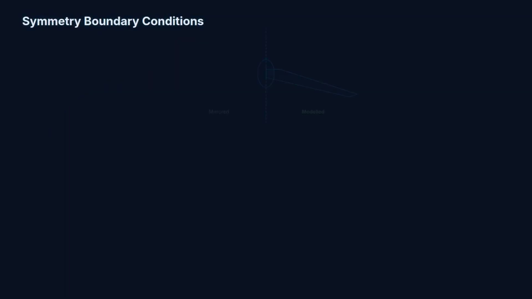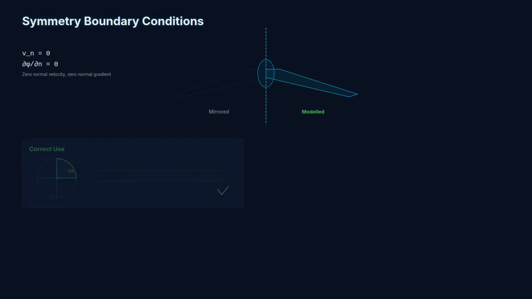Symmetry boundaries are a powerful shortcut. If geometry and flow are symmetric, model half the domain and mirror the rest. The conditions are simple: zero normal velocity, zero normal gradient for all variables. An aircraft at zero angle of attack, model one wing. A pipe, model a quarter with two symmetry planes. Half the cells, half the memory, half the time.